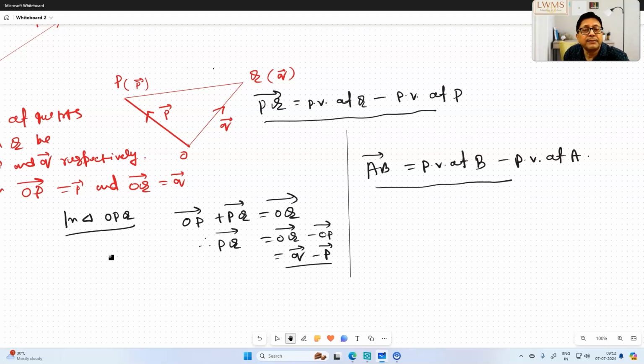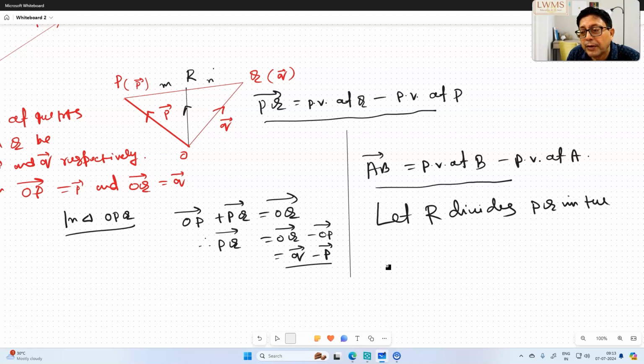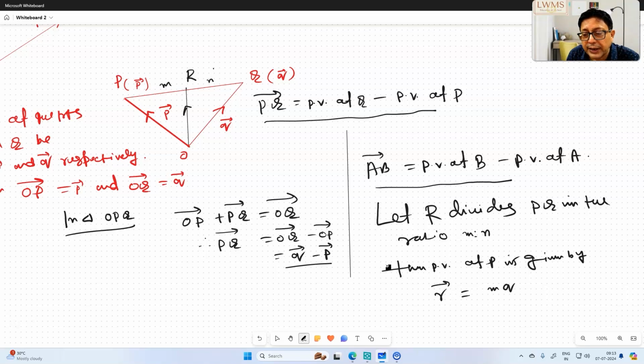Now, in this diagram, suppose there is a point R which divides PQ in the ratio m is to n. Joining O to R, let R divide PQ in the ratio m is to n. Then the position vector of R is given by R vector equal to m into q plus n into p, divided by m plus n. This is known as the section formula.